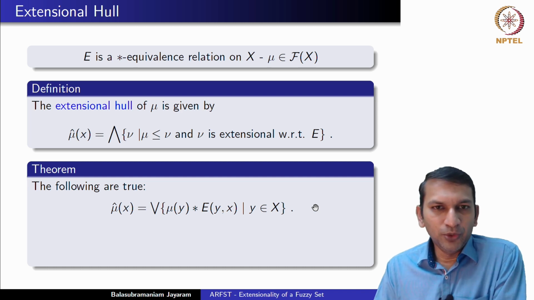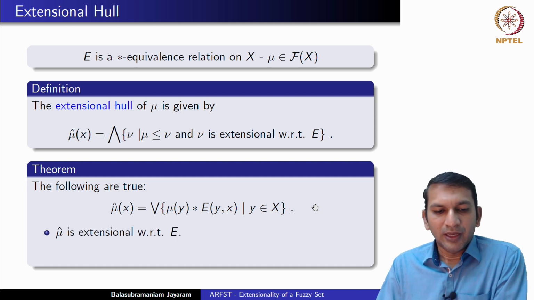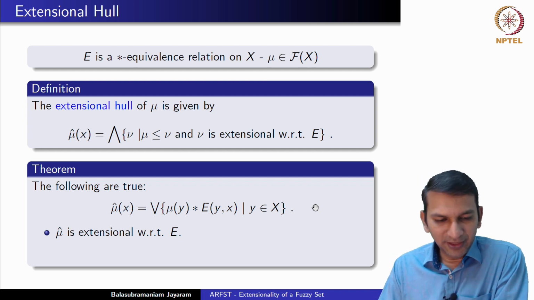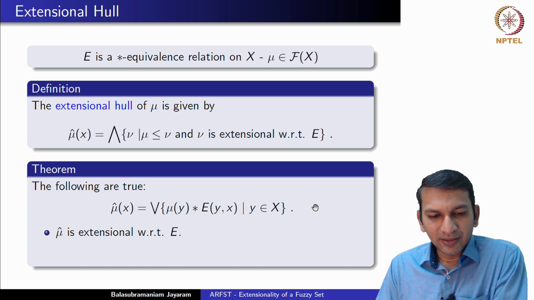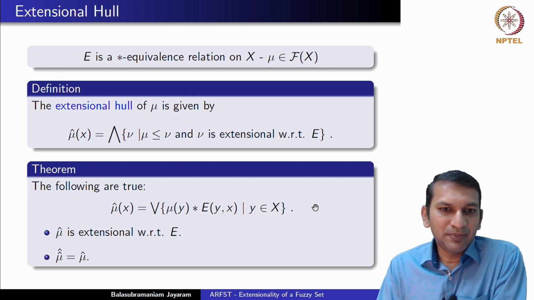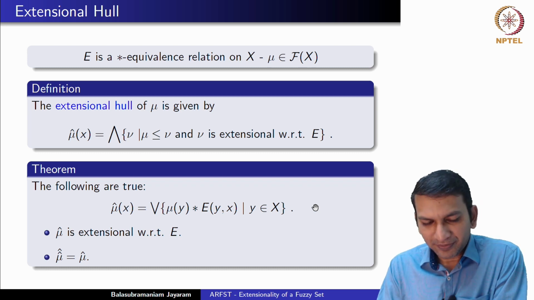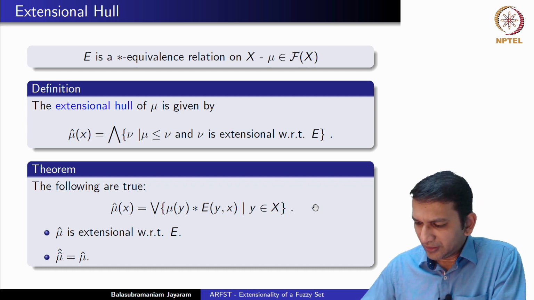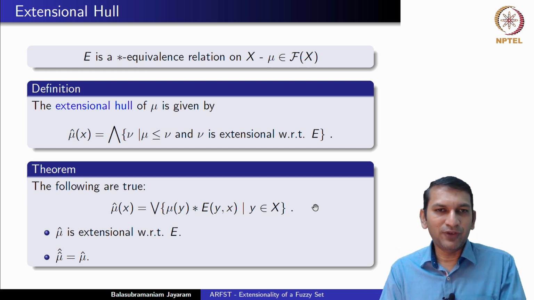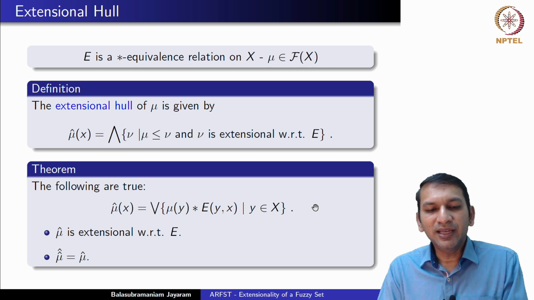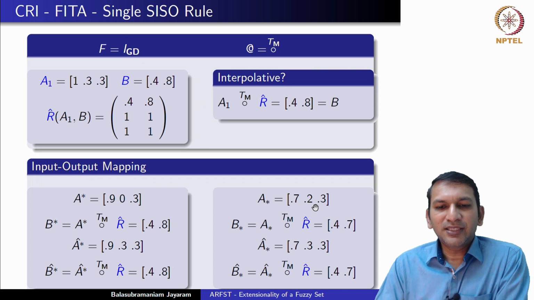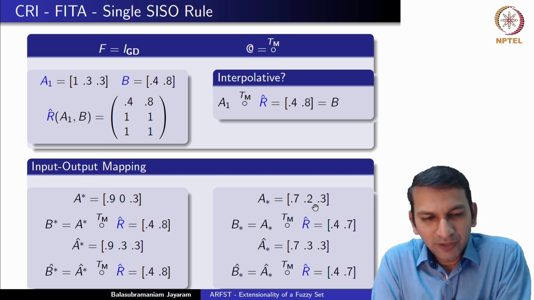So now we have this mu cap. We have shown that this mu cap is extensional with respect to E, and in fact mu double cap is equal to mu cap. What does it mean? If you take the extensional hull of an extensional hull, then clearly it is equal to the original extensional hull.